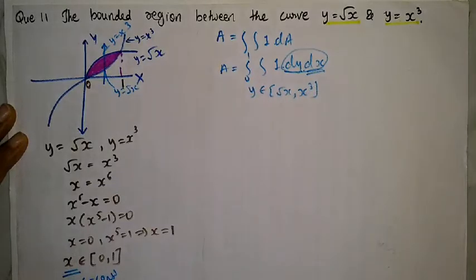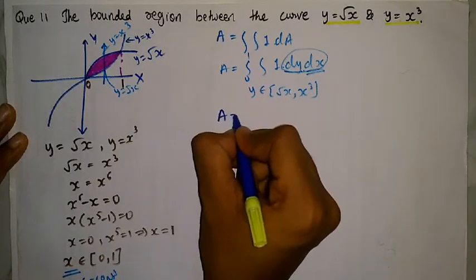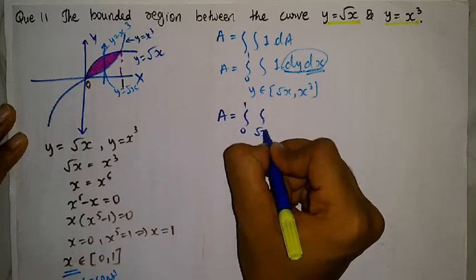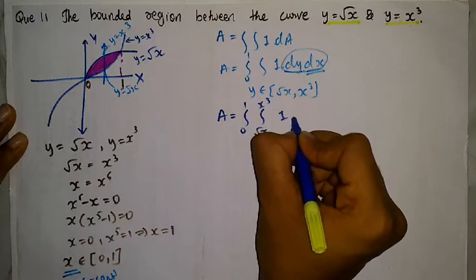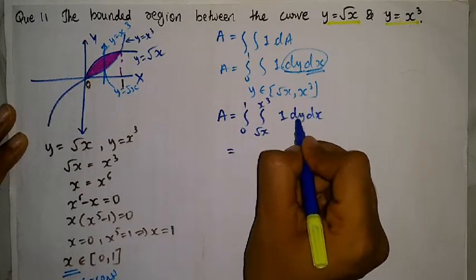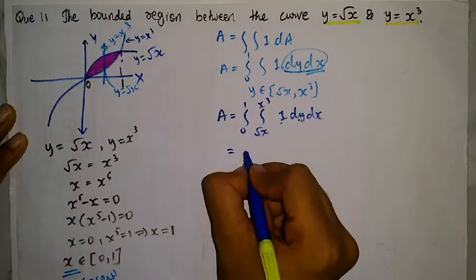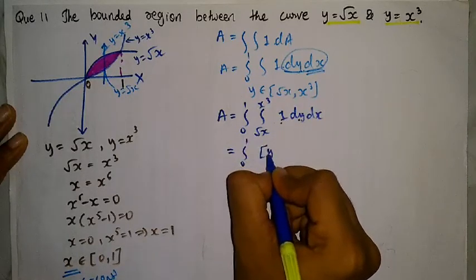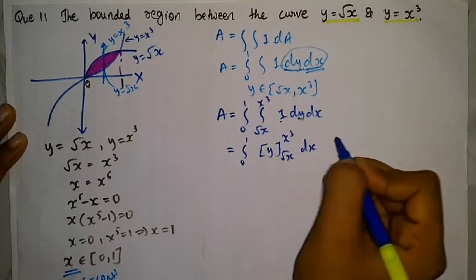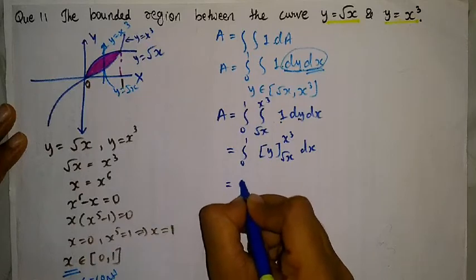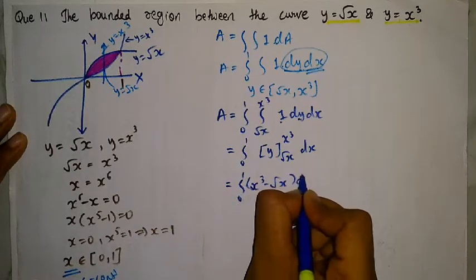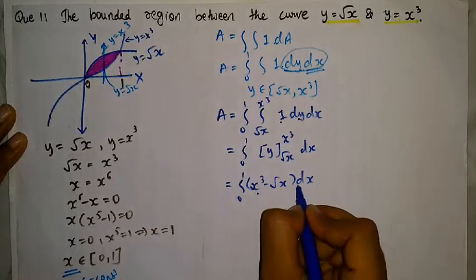So now we just have to solve the problem. Area is equal to integration from 0 to 1, integration from root x to x cube, 1 into dy dx. Now integration of 1 with respect to dy is y, with limits root x to x cube, into dx. Now putting the limits, that is equal to integral from 0 to 1 of x cube minus root x dx. Now integrate this term with respect to dx.